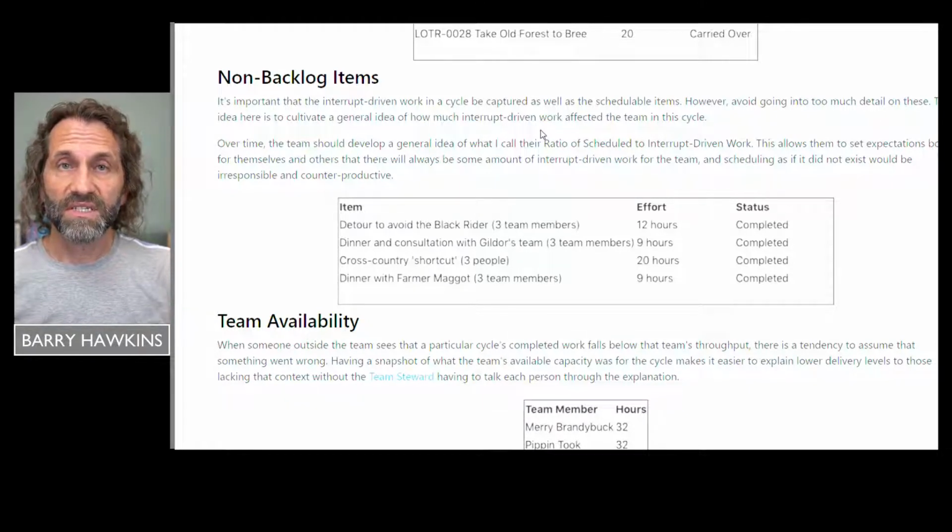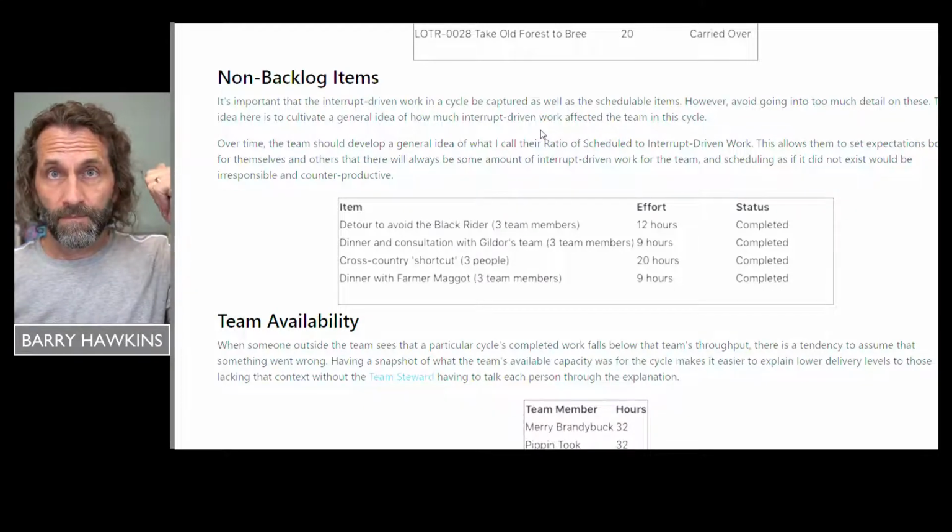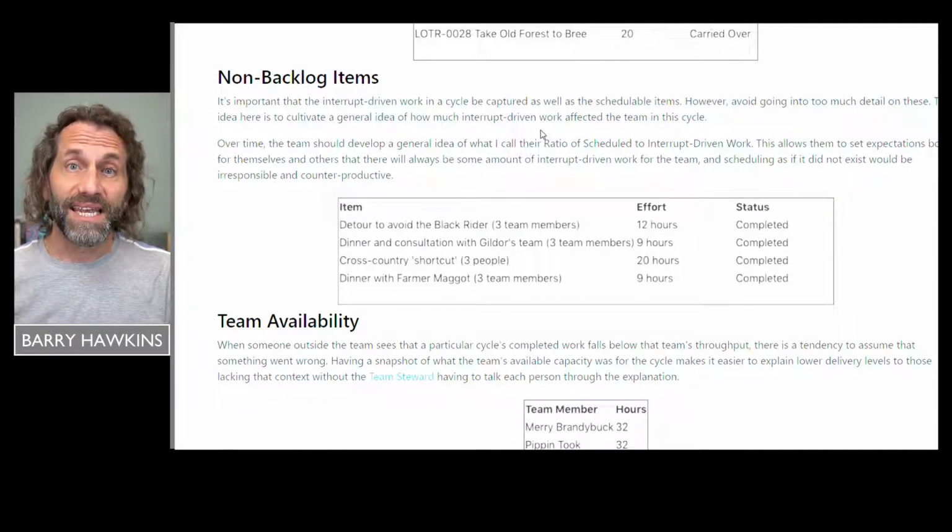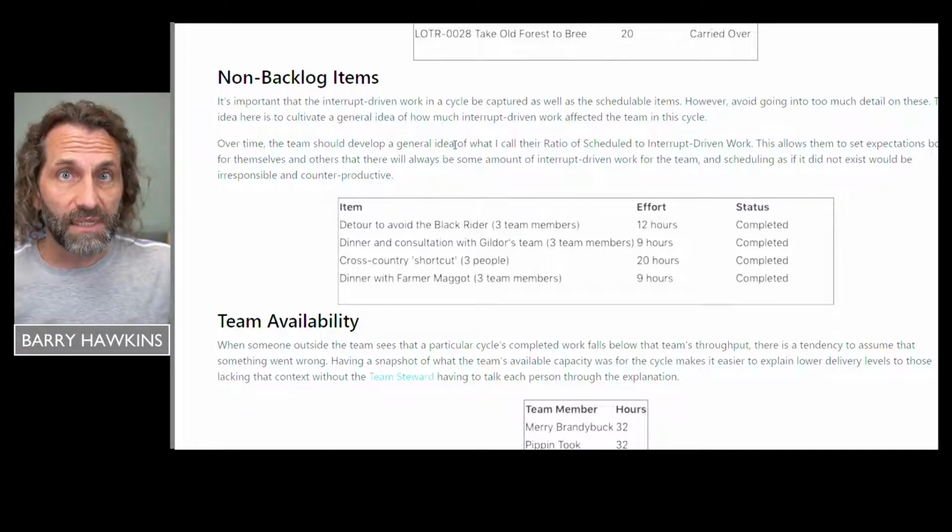And having a sustainable balance of those two and ensuring that you don't overcommit to schedulable work is more readily accomplished when you have a concrete idea of the non-backlog items that tend to enter your cycles. So, cycle details, backlog items, non-backlog items. Next, team availability.